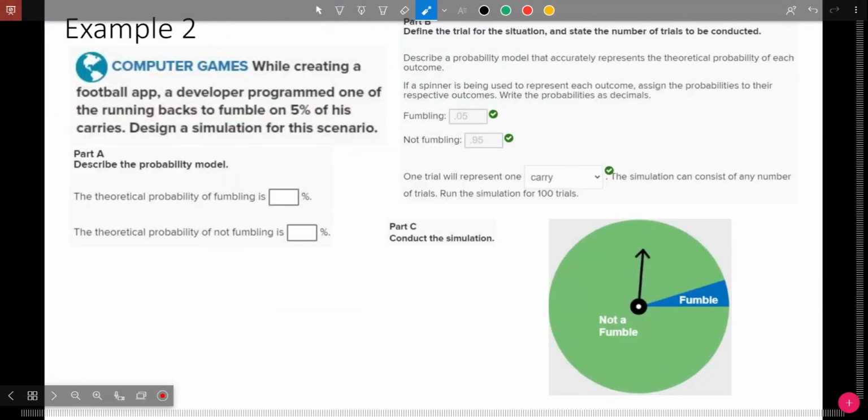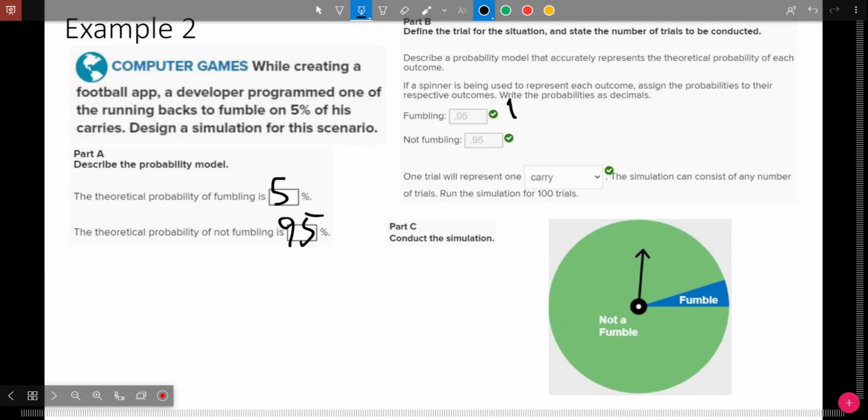And so your problems are going to be like this. While creating a football app, a developer programmed one of his running backs to fumble on 5% of his carries. Design a simulation for the scenario. So the theoretical probability that he will fumble is 5%, which means 95% of the time he doesn't fumble, or she doesn't fumble. Right? And then they had you switch it to decimals.